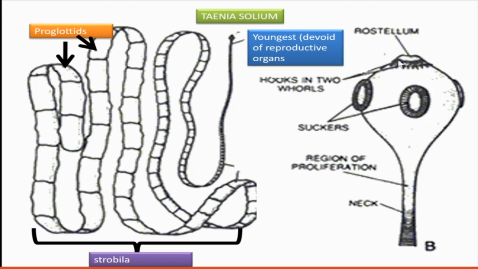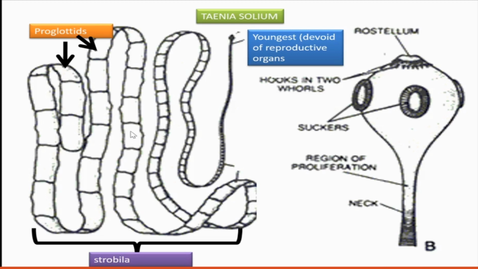Then the rostellar hooks and the suckers help the tapeworm to firmly attach to the intestinal mucosa of the host. Often this scolex head portion remains buried in the mucosal wall of the intestine of the host. The neck is the very constricted region behind the scolex, and this flattened region is the starting point of proliferation, growth. And from that region, new segments are budding off.